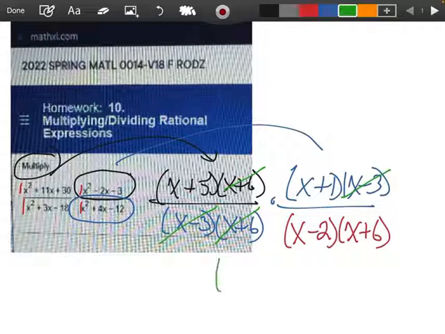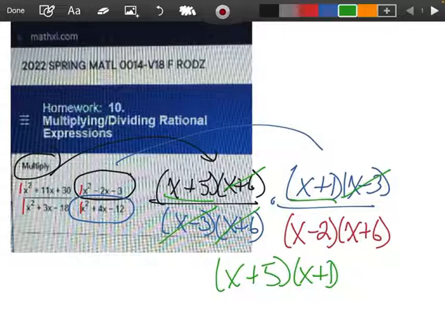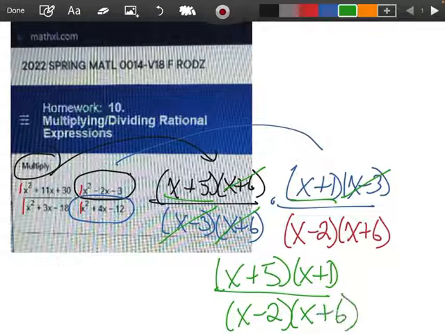So the top part should be an x plus 5 along with an x plus 1 because both of these were on the top. And then an x minus 2 and an x plus 6. And we are done. Okay, if y'all have any questions, let me know. I'm happy to help.